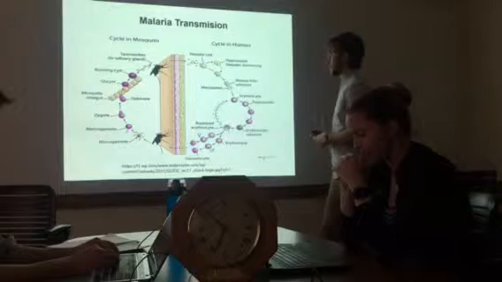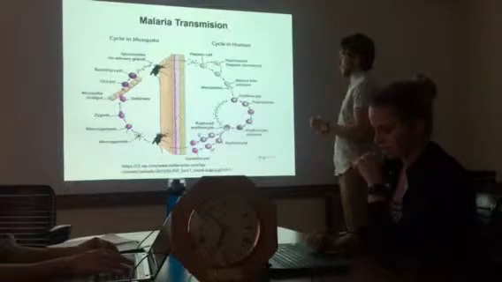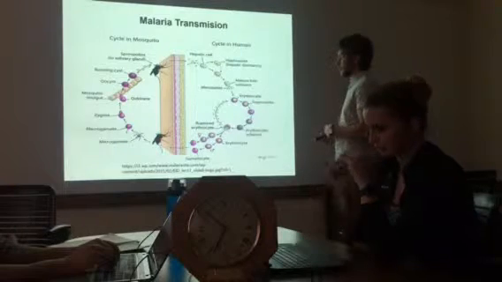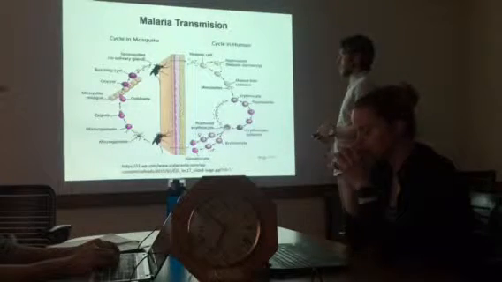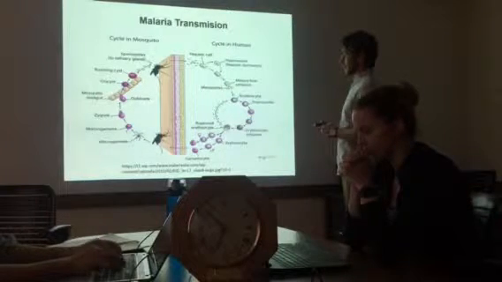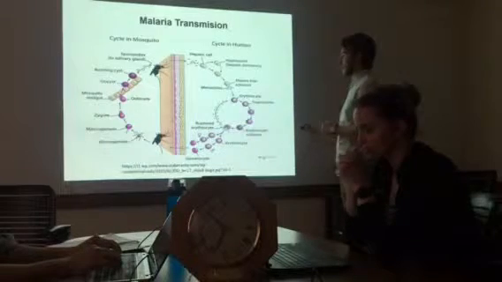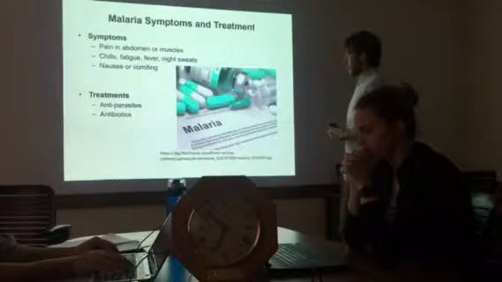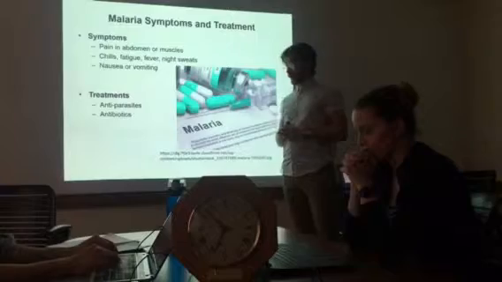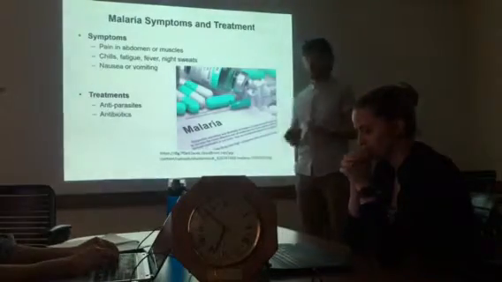So here's just a picture showing the cycle. This would be the liver part, going from the liver to the erythrocytes to the mosquito ingesting the parasite, and then it multiplying in the gut, and then the parasite here, and this oocyst traveling to the salivary glands, and then it just repeats. So the treatments and symptoms for malaria: the symptoms involve pain in the abdomen or muscles, chills, fatigue, fever, night sweats, nausea, or vomiting.